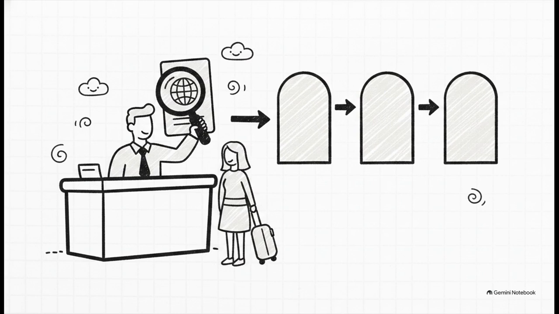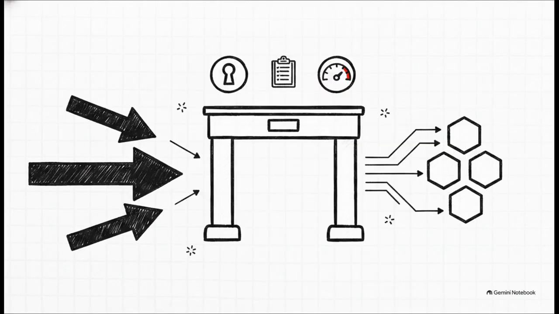Before boarding a flight, a passenger first goes to this central desk. The staff acts as a strict gatekeeper. They verify the passenger's passport, check the ticket, confirm baggage weight, and only then direct them to the correct boarding gate. The check-in counter doesn't just point the way. It acts as a strict enforcer, ensuring all security and business requirements are completely met before allowing anyone to continue into the terminal.